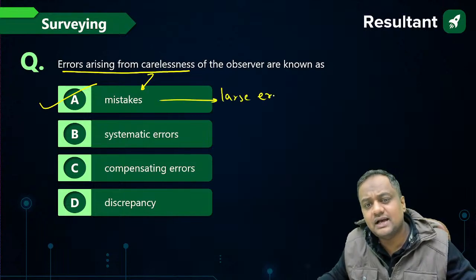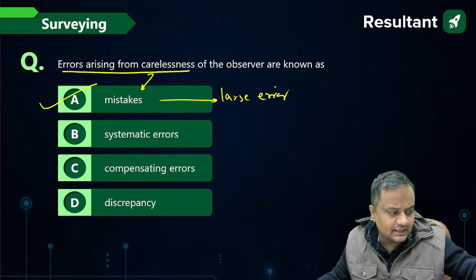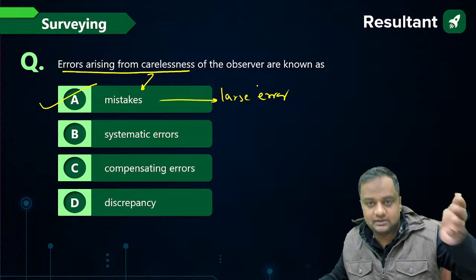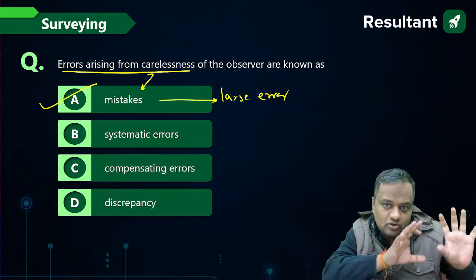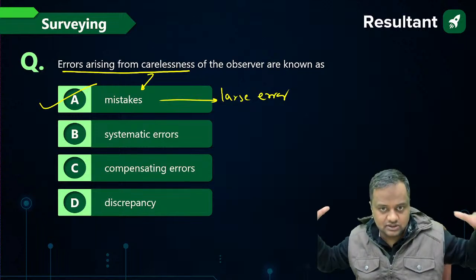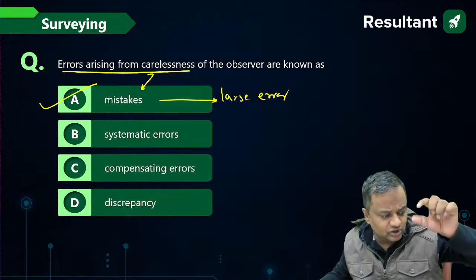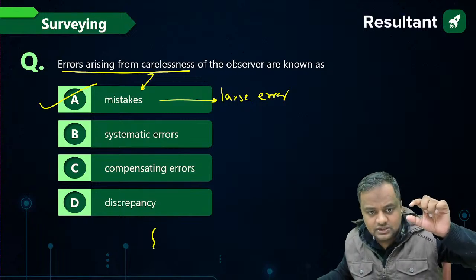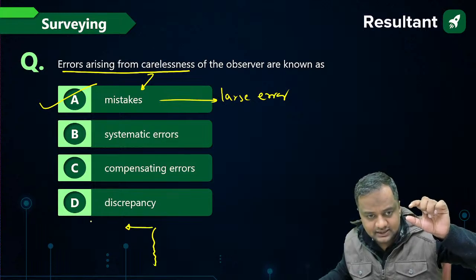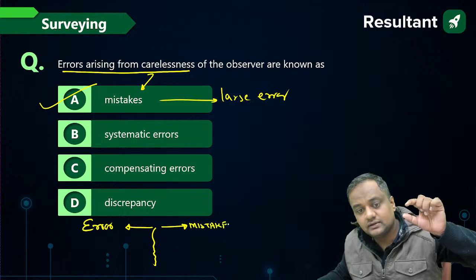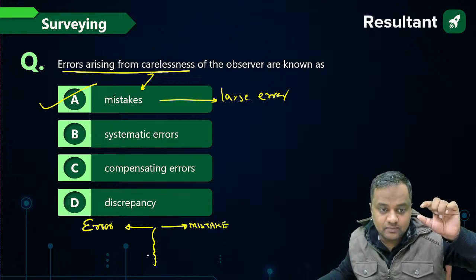Can you tell me the Lakshman Rekha, the boundary after which we call the error a mistake? Small errors are called errors only. Large errors are called mistakes. I told you in the theory of errors chapter. Below this boundary line it is called an error, and after that boundary it is called a mistake. What is the value of that boundary?